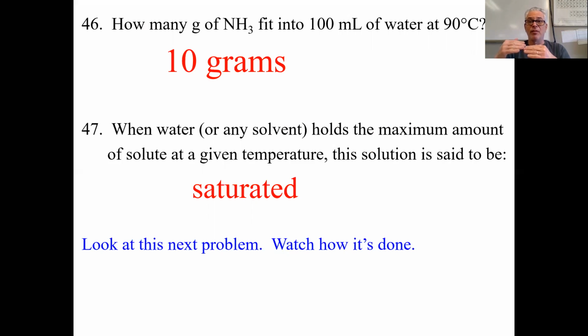You could be below the curve, right? If you only have 5 grams of ammonia in 100 mLs of water at 90 degrees, well, there's room for more. You can get up to 10. So if you had 5, you could be under the curve. You could be unsaturated. At 10, at 90 degrees, you'd be saturated. If you put more in, you'd be saturated and then some would fall out, right?